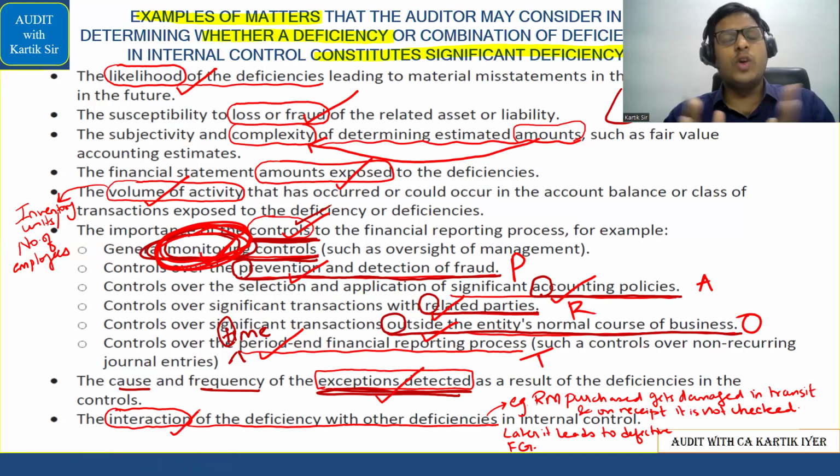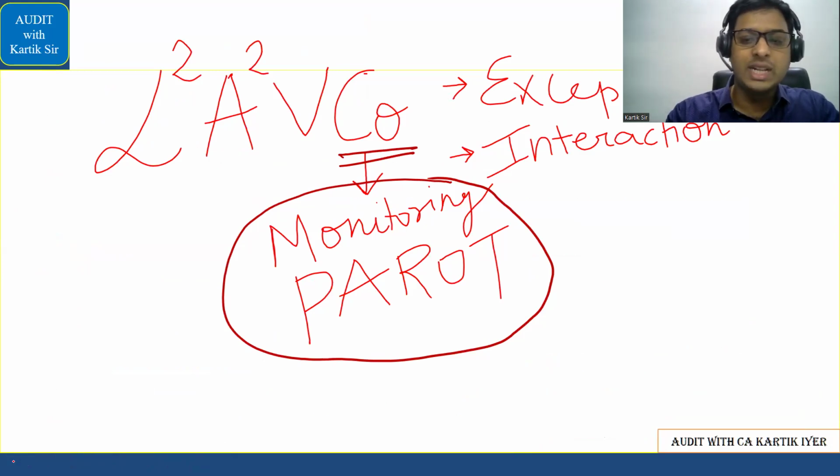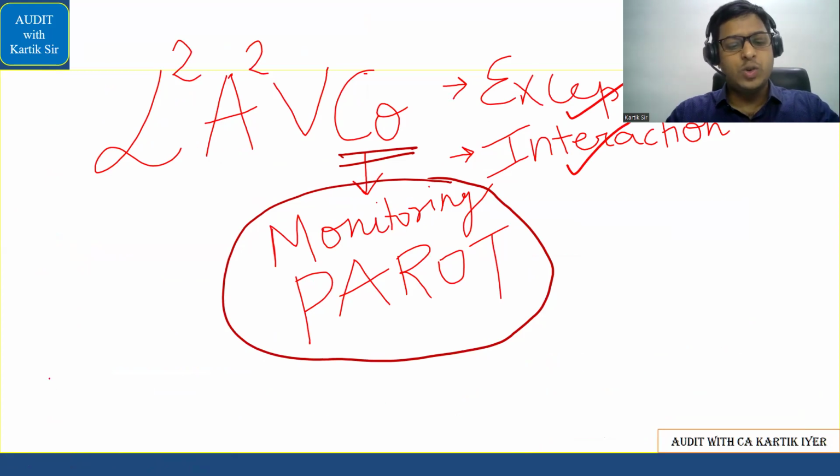That is what you are looking at in the case of examples of matters where the deficiency constitutes a significant deficiency or not. That completes this point, and that is exactly what this code is: LAVCO monitoring PAROT, with two additional points at the end, in relation to exceptions and interaction. Okay. Let's go to the next answer.